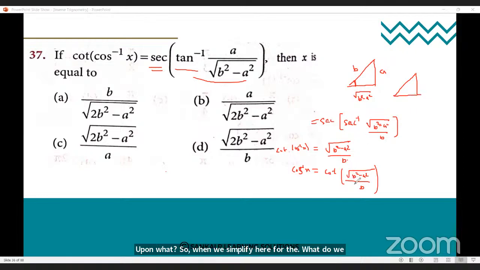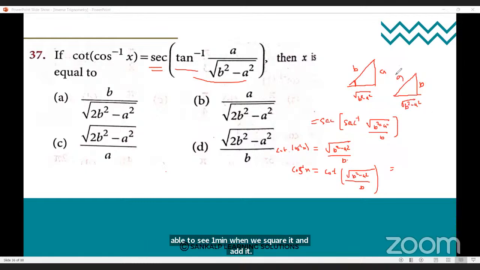What is the base here? Opposite side will be b, adjacent side will be root of b square minus a square. And again when we simplify, here we get it as a. So if I try to write cos a, see from here, cos a will be equal to b upon a. So when we simplify, when we square it and add it, it will be 2b square, sorry, 2b square minus a square.